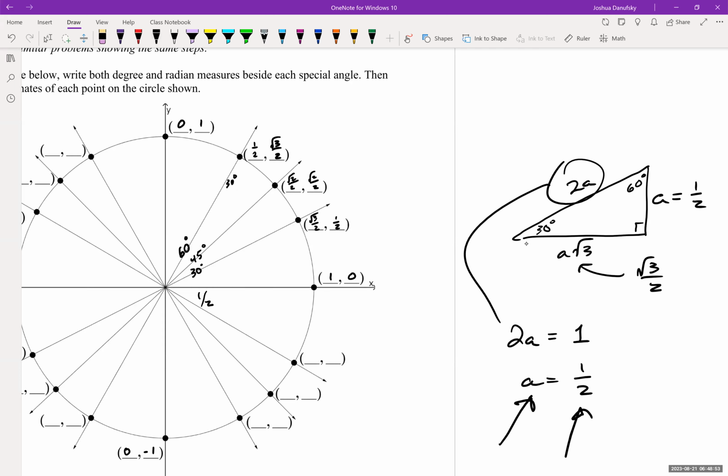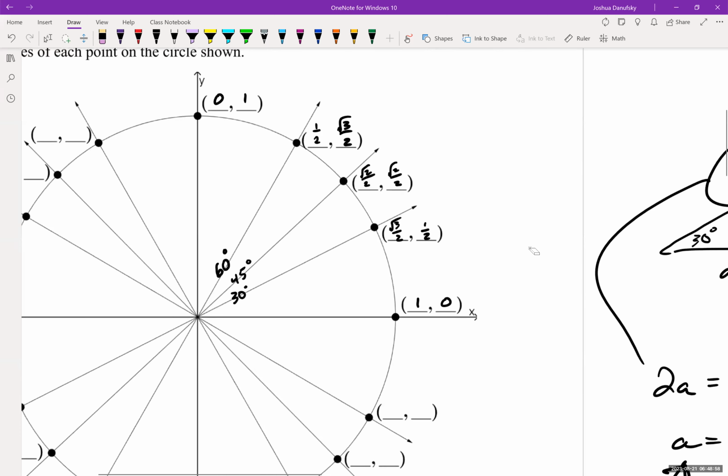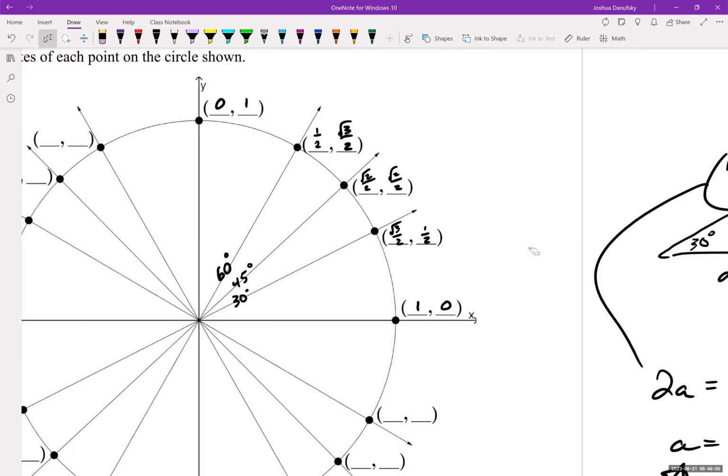And just like that, we have come up with the coordinates of the important points for us on the unit circle in quadrant 1. Here we have a 0-degree angle, and of course, here we have 90 degrees.